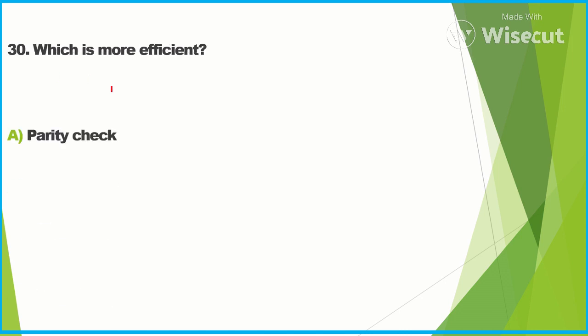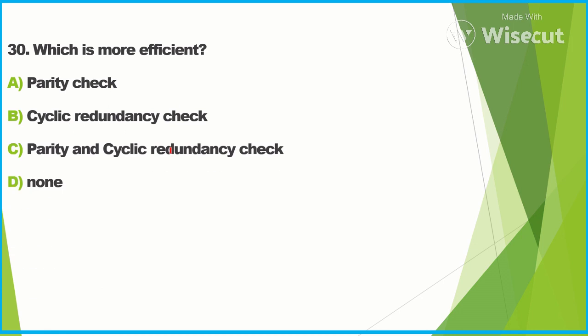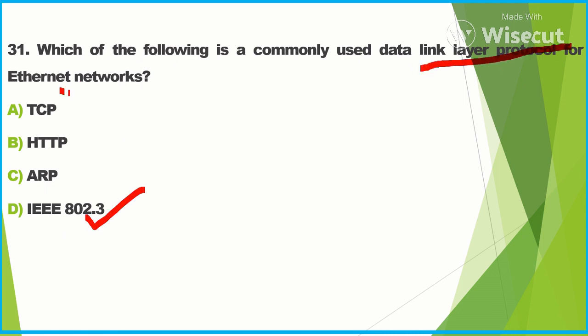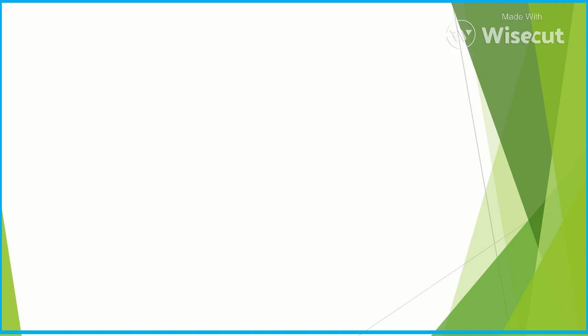Which is more efficient: parity check, cyclic redundancy check, or parity and cyclic? Here the more efficient is cyclic redundancy check, CRC. Which of the following is a commonly used data link layer protocol for Ethernet networks? That is IEEE 802.3.